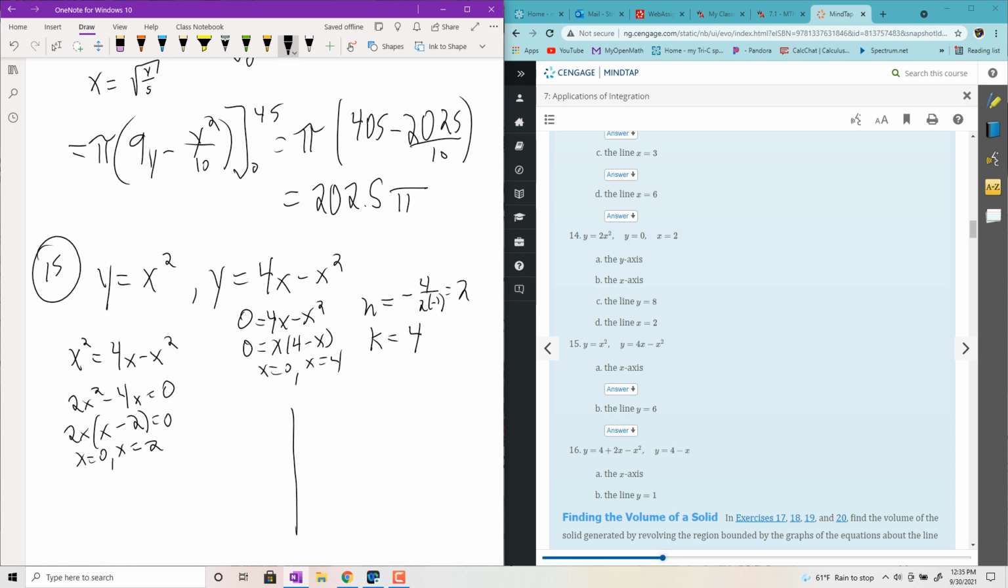Putting all that together in my picture, what do we get? So 1, 2, 3, 4 was the vertex. That's also going to be the intersection point for these two curves. Okay. So the parabola x squared is going to go like this. And this will be the enclosed region. And then we're going to rotate about the x-axis this time.